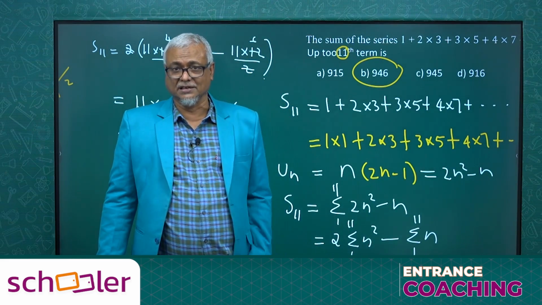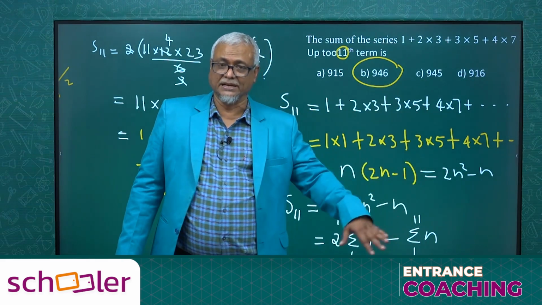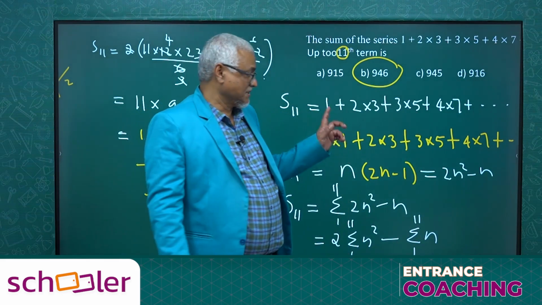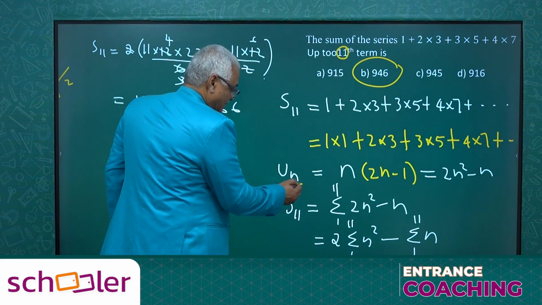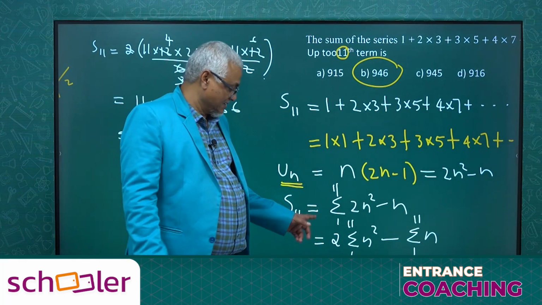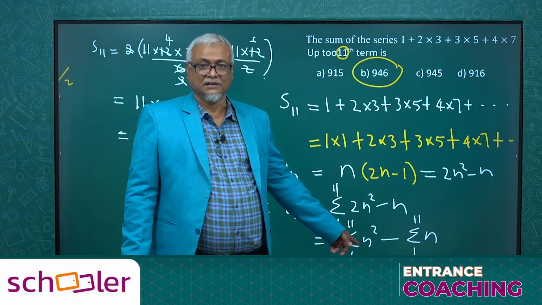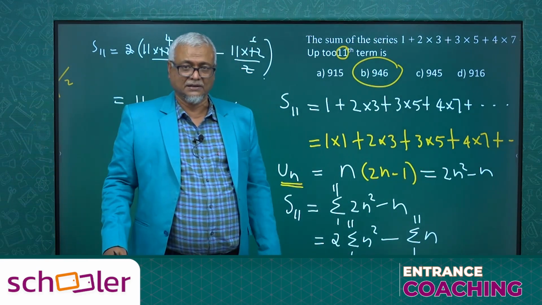It is not an AG series, because all the terms are in AP. First terms and second terms form an AP. So first terms are 1, 2, 3, etc. You have to write the nth term, UN, of the series. Then sum it using sigma and write the formula. Put n is equal to 11. Simplify. That is all.